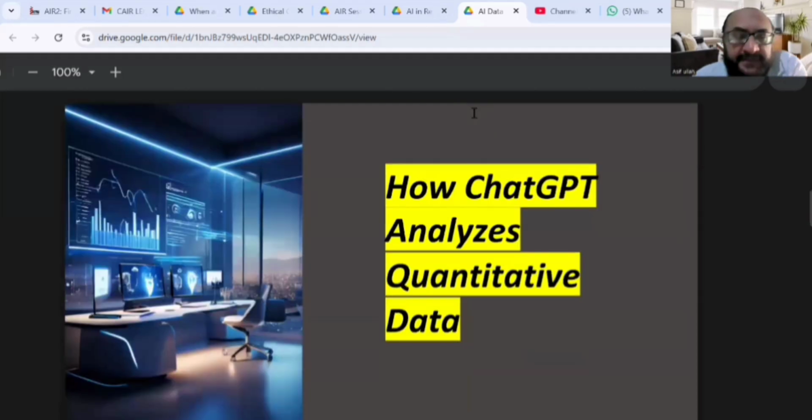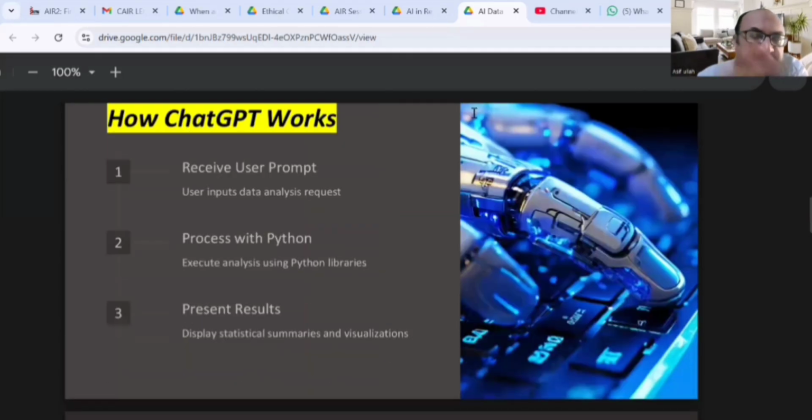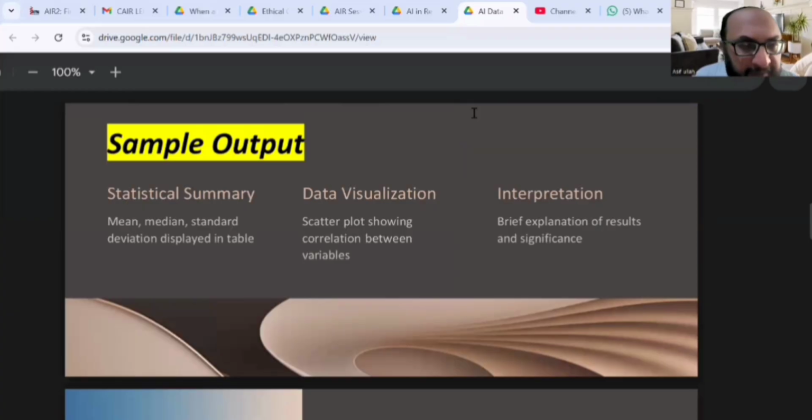So how does ChatGPT analyze quantitative data? ChatGPT has a 3-step process. First, it receives your user prompt, the user input data analysis request. Second, it processes with Python, which executes analysis using the libraries of Python. And third, it presents results by displaying statistical summaries and visualizations. So sample output is a statistical summary: mean, median, standard deviation displayed in a table. Data visualization is a scatter plot showing correlation between variables, and interpretation is a brief explanation of results and their significance.